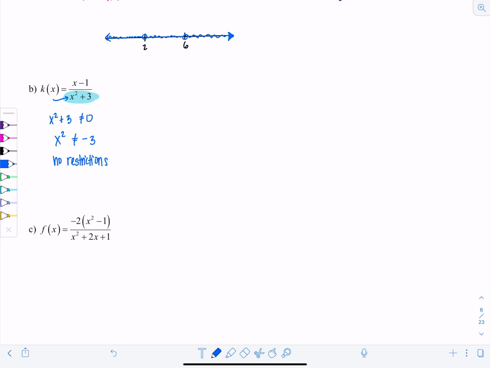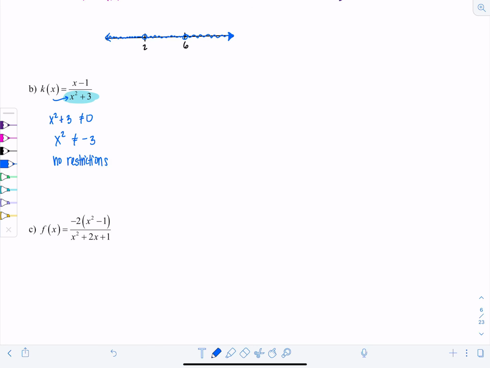You have x squared plus 3. So if you take a number and you square it, it's not going to be negative. Worst case scenario, it's 0. And then I'm adding 3 to that. So there's absolutely no way we're going to have a 0 in the denominator. Even if you think, oh, I'm going to get wild, I'm going to plug in negative 1 million for x. If you square it, it's positive.